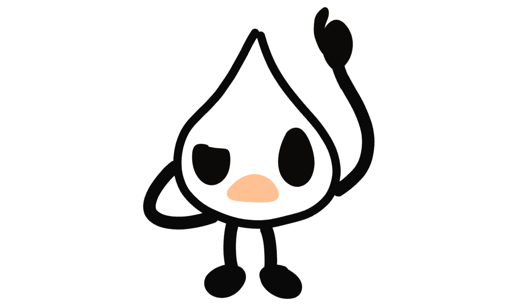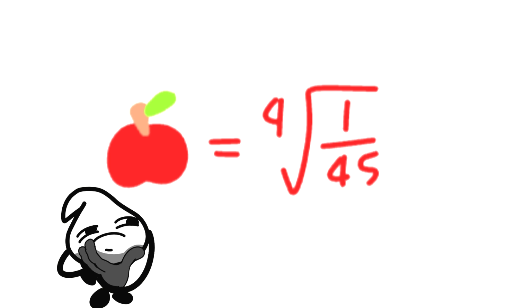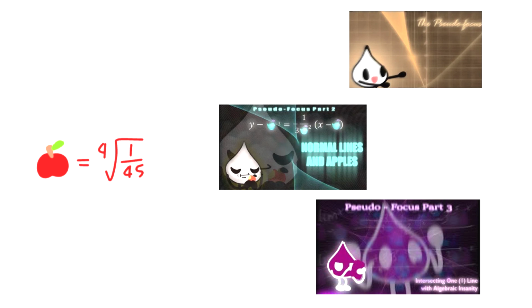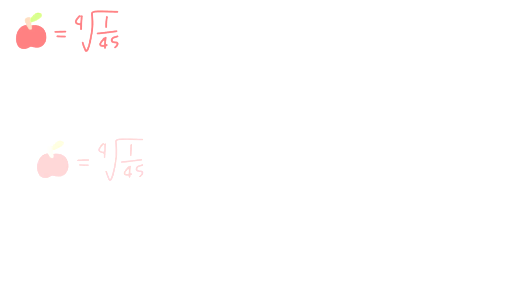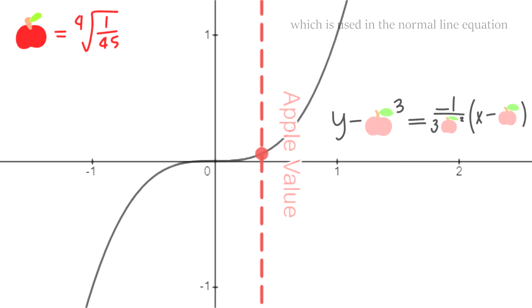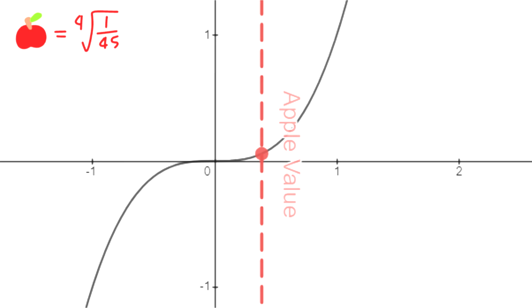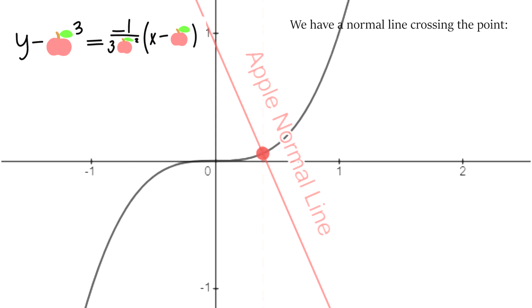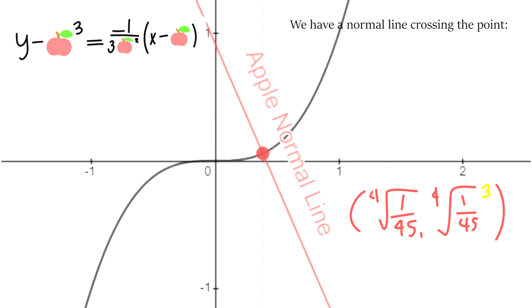Amazing. Prodigious. But there's still something left to clarify. So what does the a value, the fourth root of 1 over 45, mean in terms of all we've learned so far? To start off, the a in the parameter is originally the x value used to find the equation of a normal line on x cubed. And with a as the fourth root number, we have a normal line crossing the point at the fourth root of 1 over 45 and the fourth root of 1 over 45 cubed.